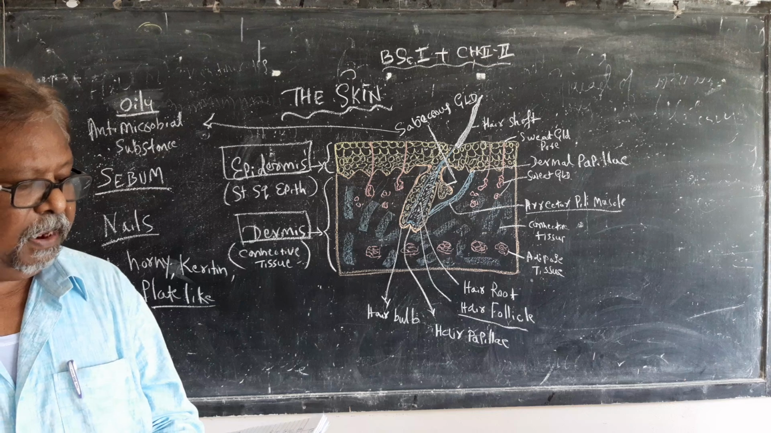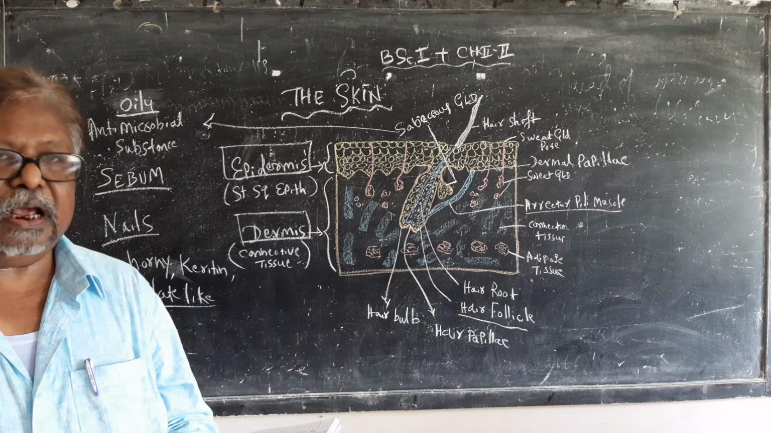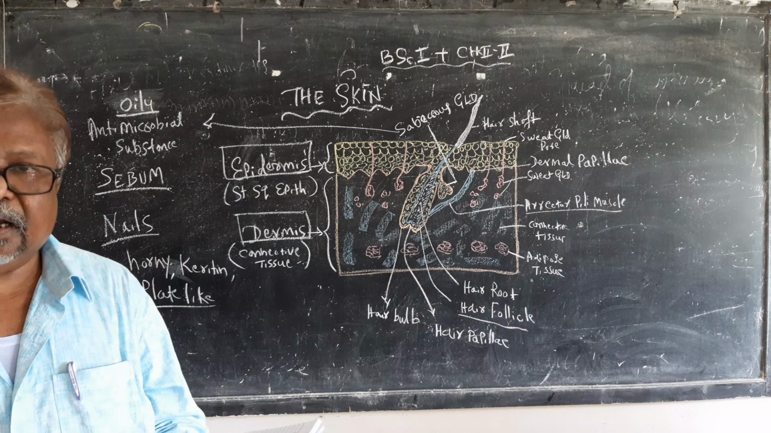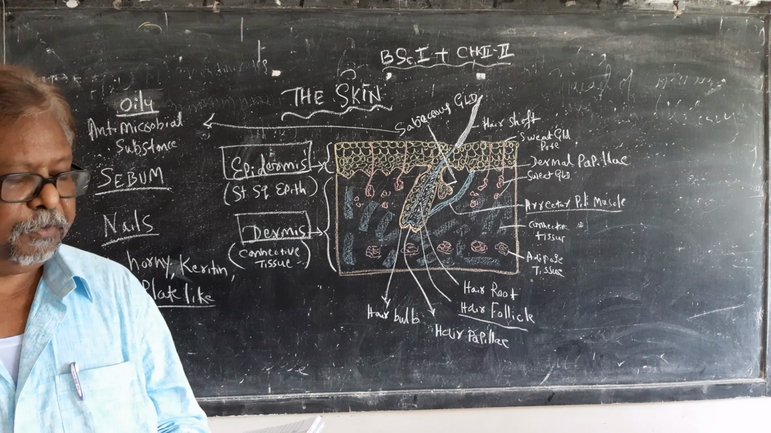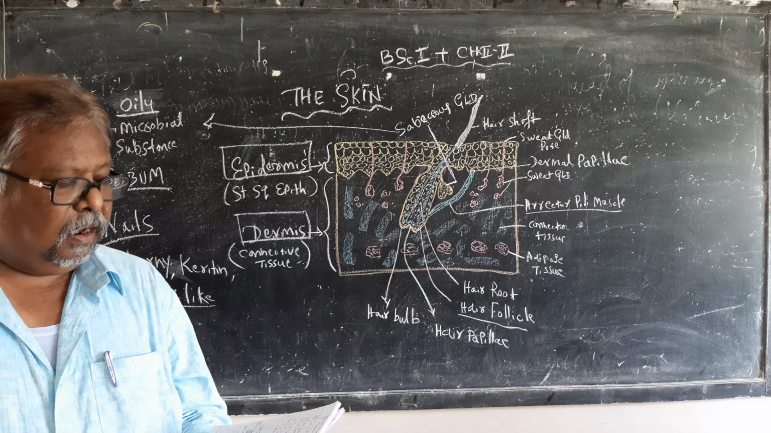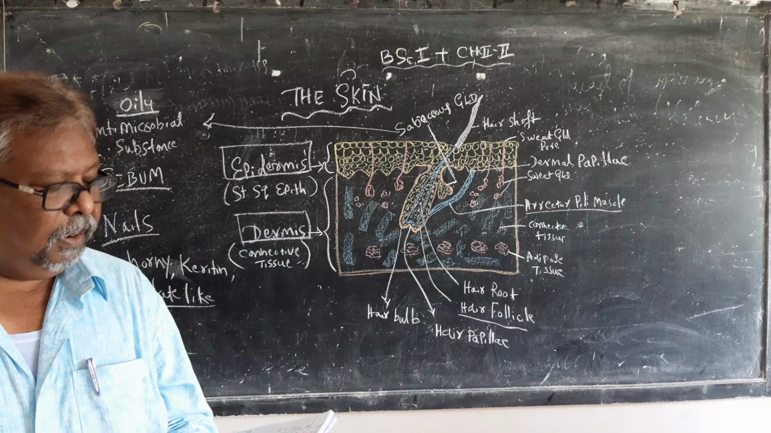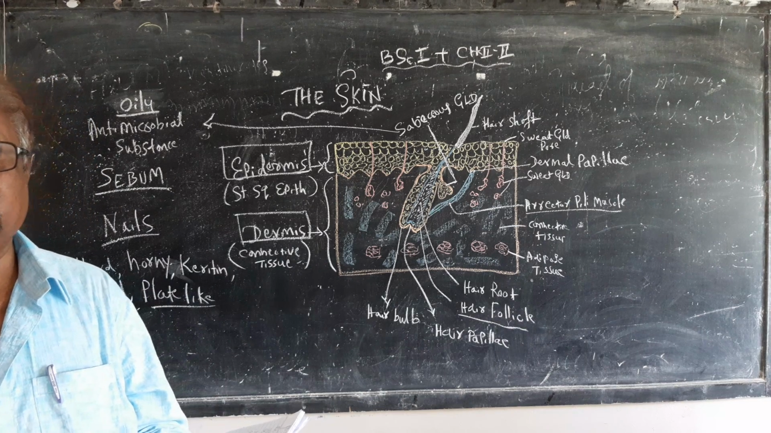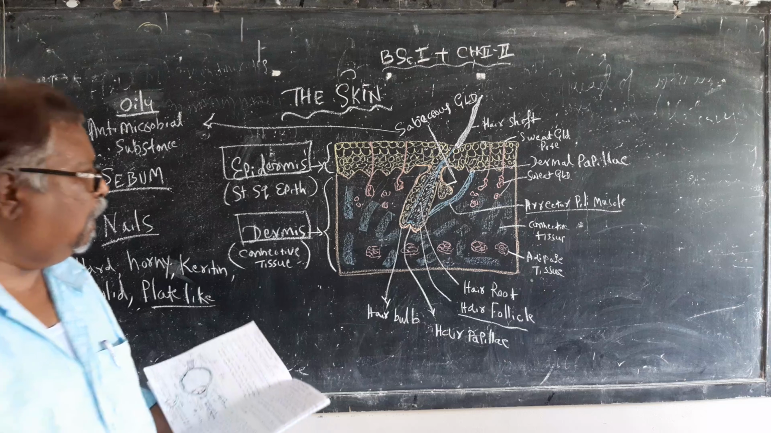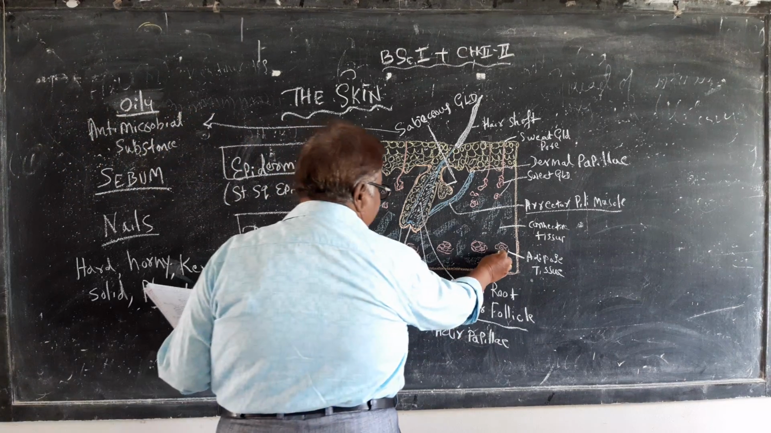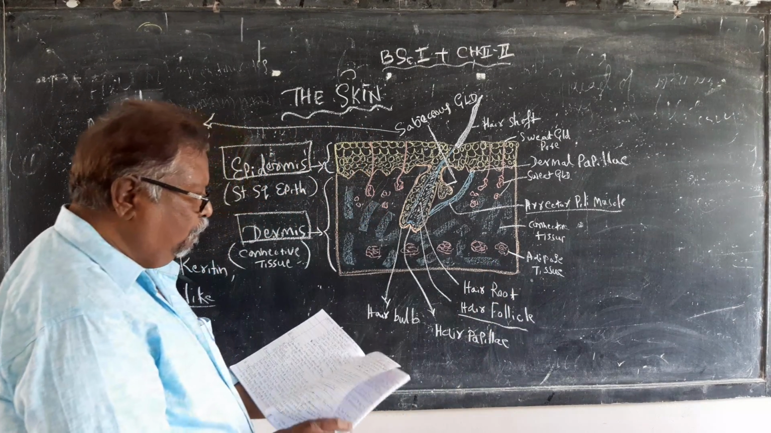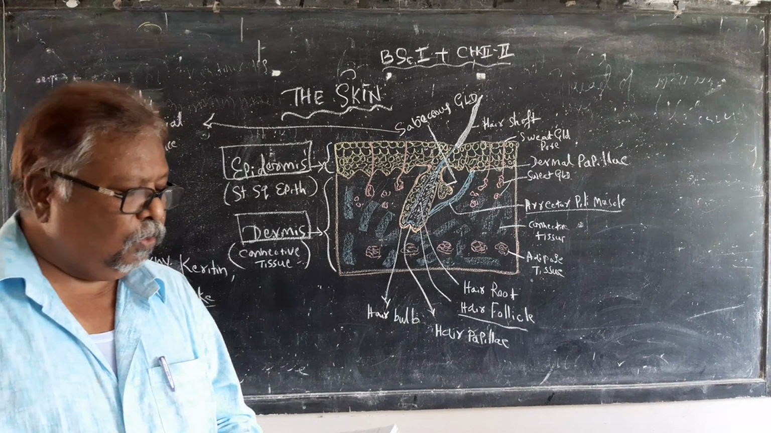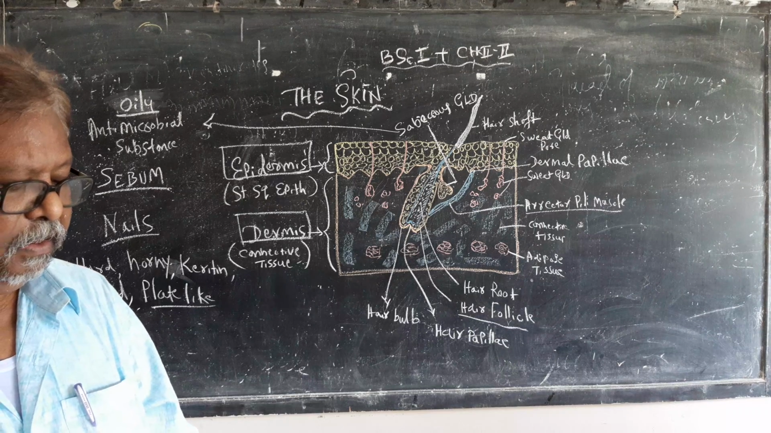Now the next is, it plays an important role in production of vitamin D. Vitamin D is produced by the skin. Then next one, it is the storehouse of water and fat. Adipose tissue is there, which is nothing but the fat tissue, and fat is stored in the adipose tissue. So it is a storehouse of water and fat.